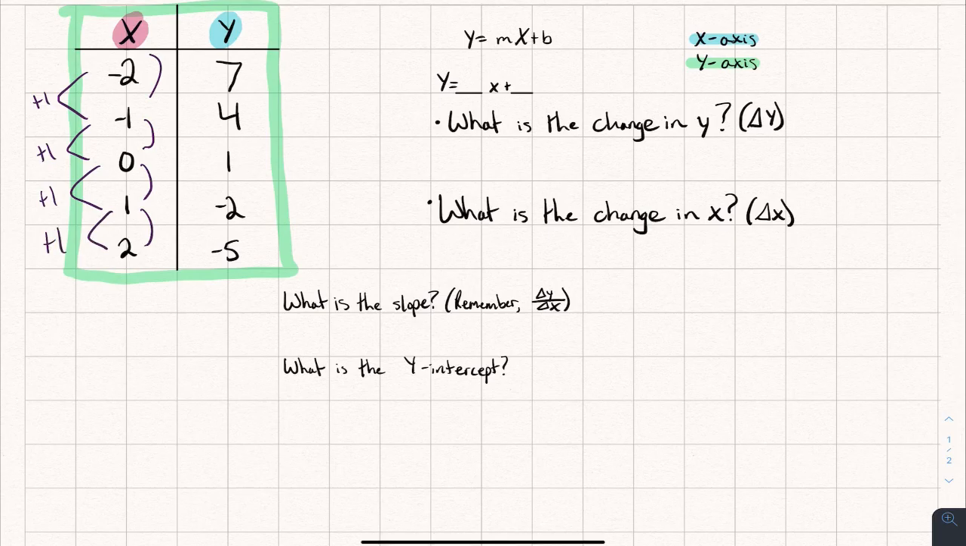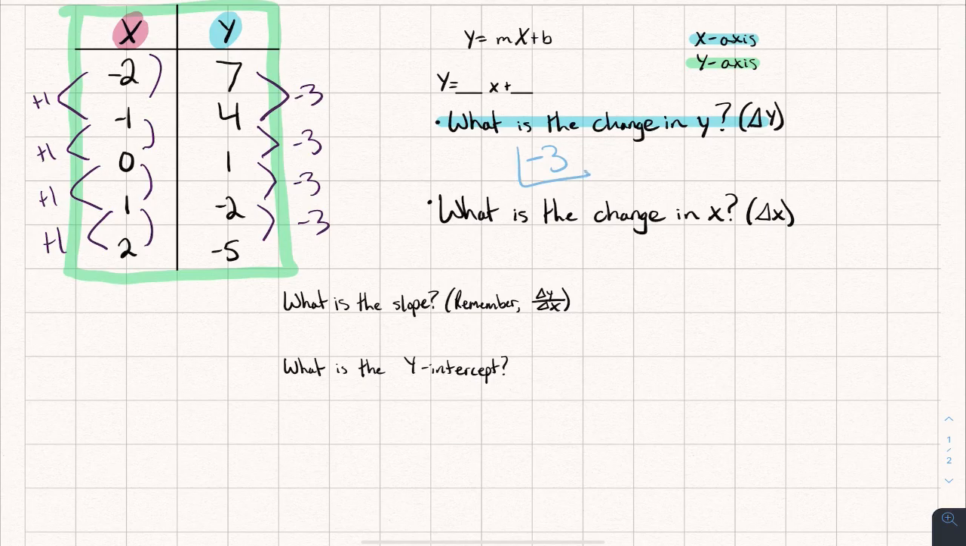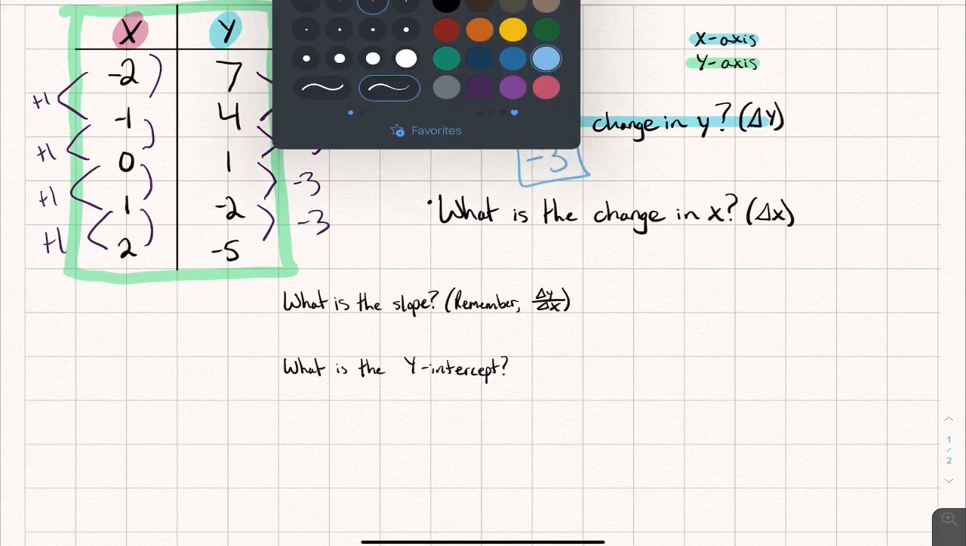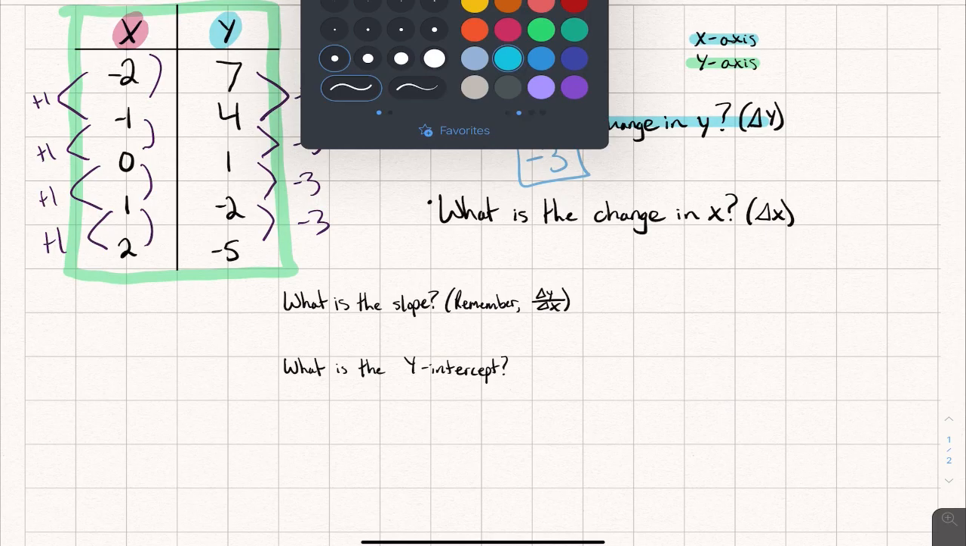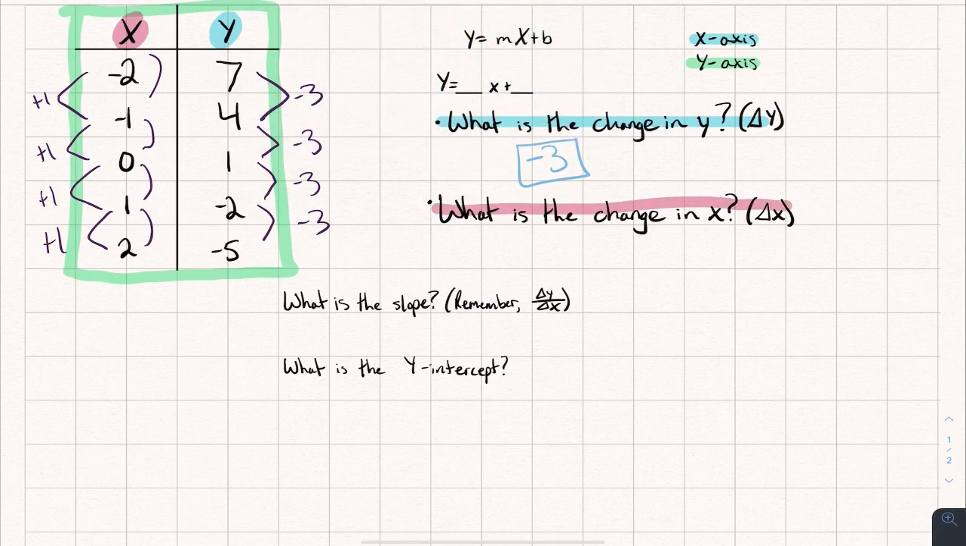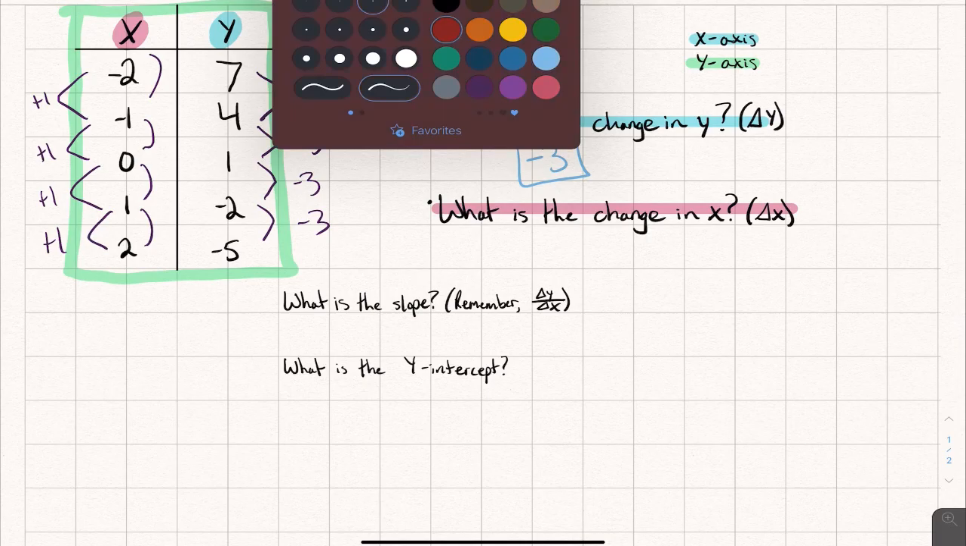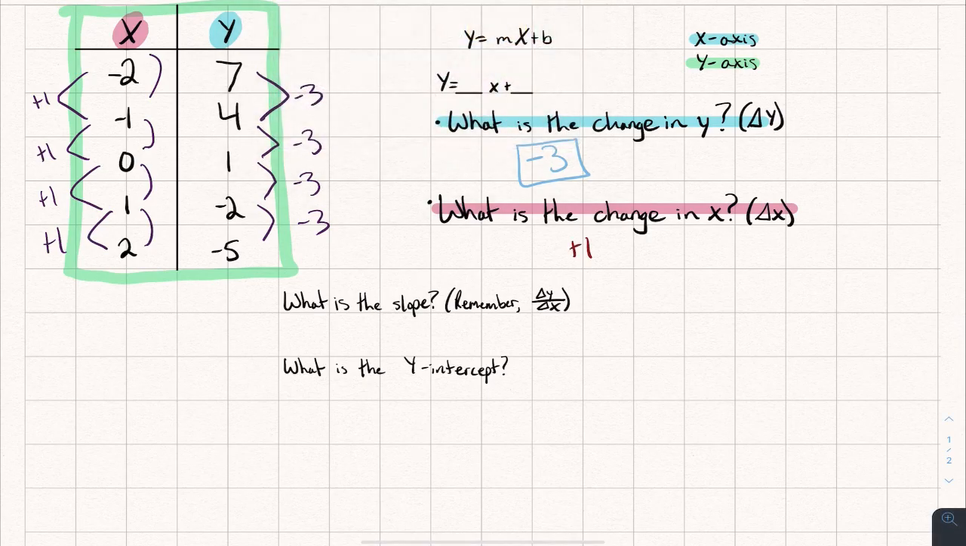So our y values, we go from 7 to 4. That's a change of -3. 4 to 1 is also a change of subtracting 3. To get from 1 to -2, I have to subtract 3. And to get from -2 to -5, I have to subtract 3. So the change in y is going to be -3, and our change in x is going to be +1.